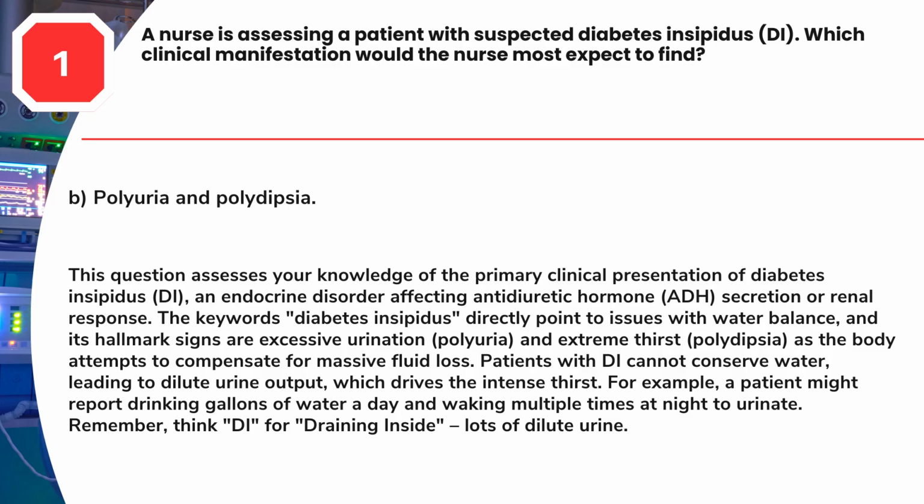Answer, B. Polyuria and polydipsia. This question assesses your knowledge of the primary clinical presentation of diabetes insipidus, DI, an endocrine disorder affecting antidiuretic hormone, ADH, secretion or renal response. The keywords diabetes insipidus directly point to issues with water balance, and its hallmark signs are excessive urination, polyuria, and extreme thirst, polydipsia, as the body attempts to compensate for massive fluid loss.